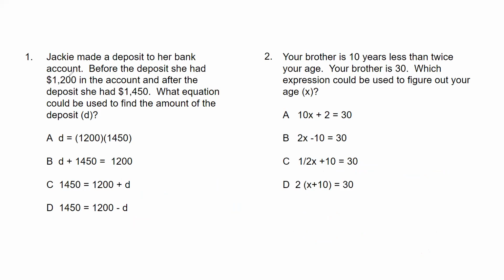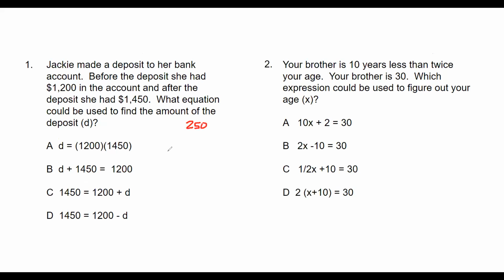We can see that the difference between these two numbers is 250. So we know that that's the answer for the amount of the deposit. And now we are looking for which one of these answers would give us the 250. 250 plus 1,450 is going to be a larger number than 1,200. We know that multiplying those two numbers together is not correct. Looking at D, 1,200 minus 250 is going to give us a smaller number, 950. So that's not correct. That leaves us with answer C.